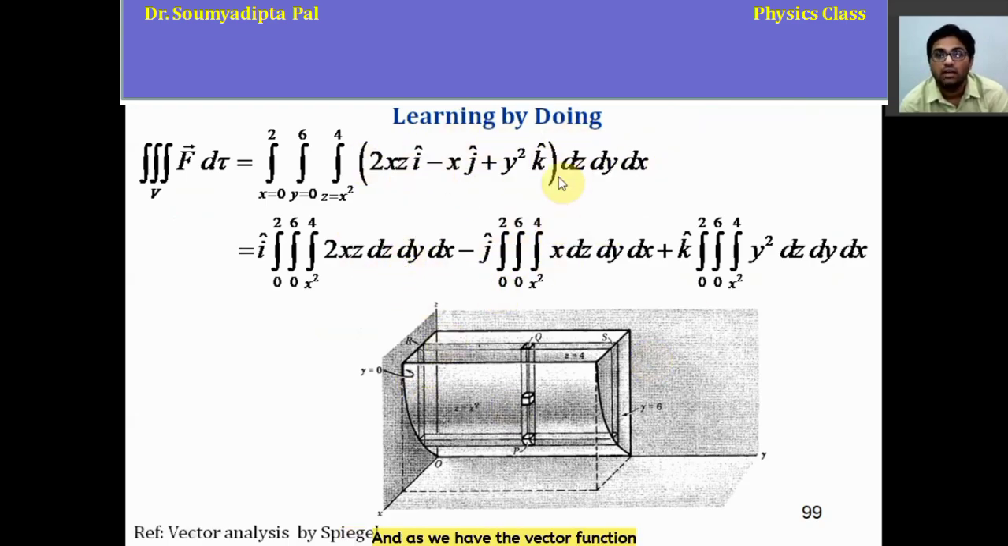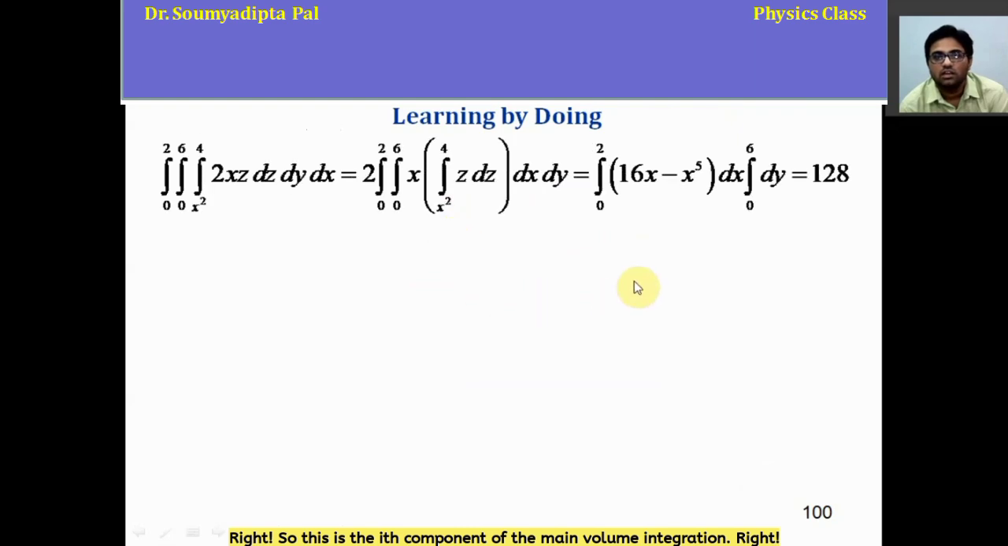And as we have the vector function as the integrand, we have to divide it component-wise, and we get this form of volume integration. So first we have to solve this integration, right? So this is the ith component of the main volume integration, right?